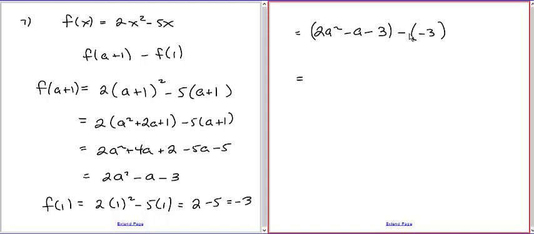And you can simplify it because we've got two constant terms. So we got negative 3, and negative times the negative is positive 3. So you see those go to 0, and it simplifies down to 2a squared minus a. So that's the answer for number 7.